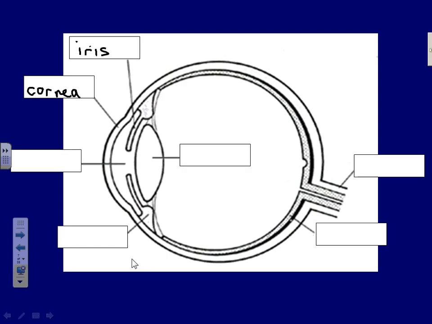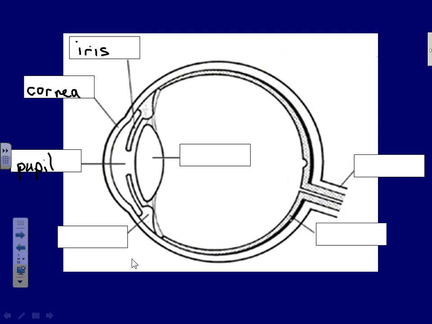So this particular label here is not pointing at a thing. It's actually pointing at an opening or a hole. So this label isn't labeling an object. It's labeling a void, an empty space. And this empty space is called the pupil. All right? What is the pupil?